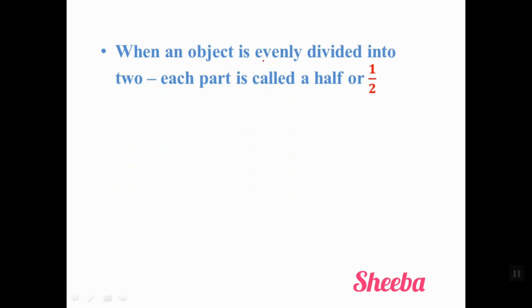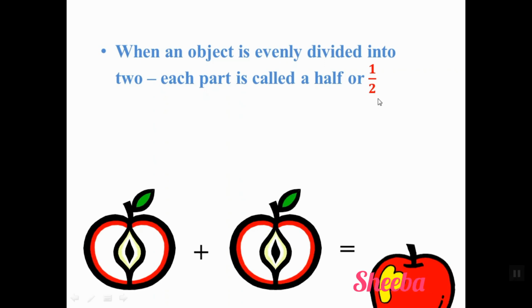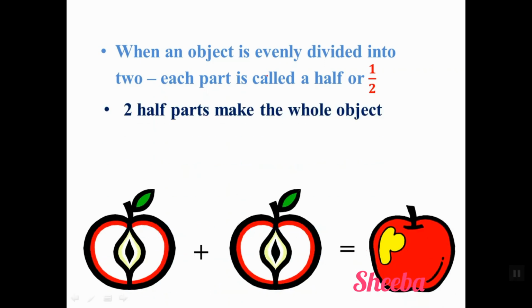When an object is evenly divided into two, each part is called a half or 1/2. Two half parts make the whole object.